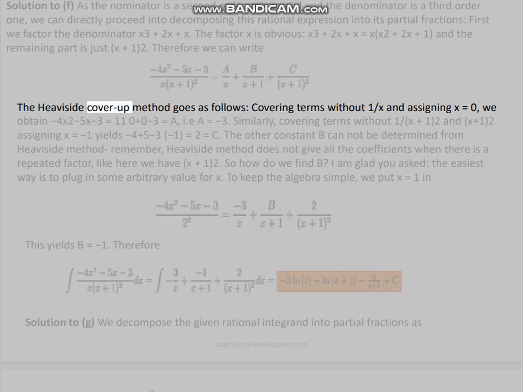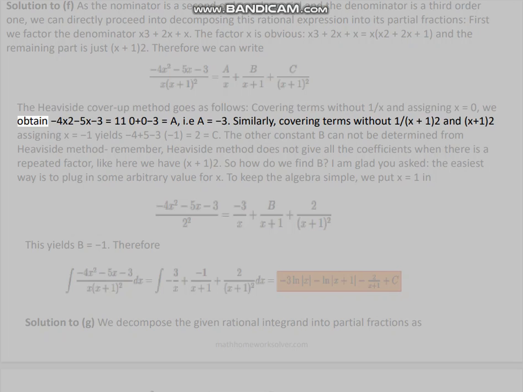The Heaviside cover-up method goes as follows. Covering terms without 1/x and assigning x equals 0, we obtain minus 4x2 minus 5x minus 3 equals 0 plus 0 minus 3 equals A, i.e., A equals minus 3.